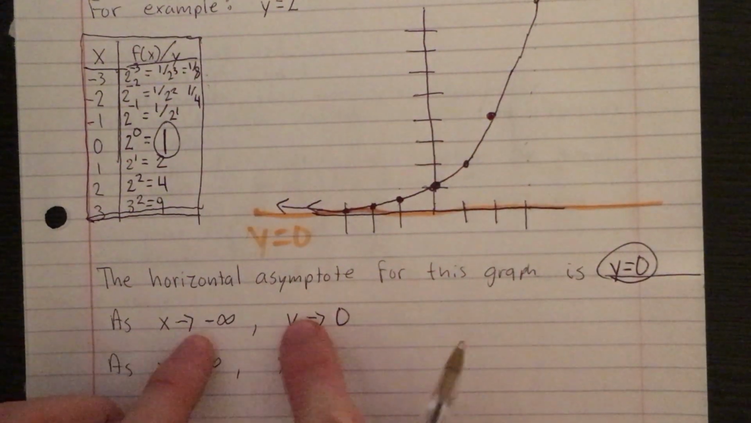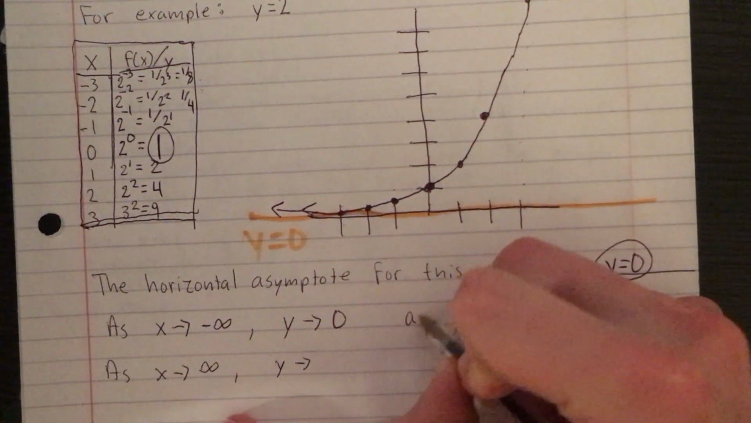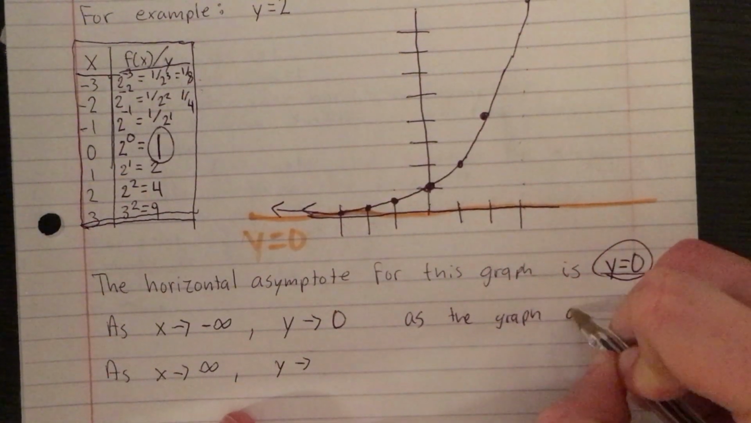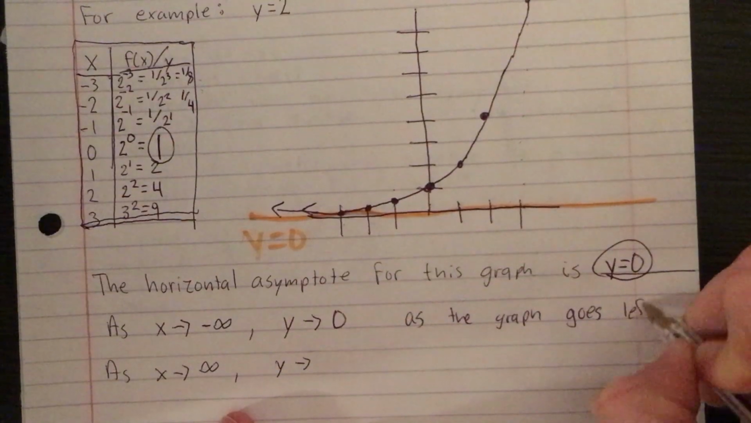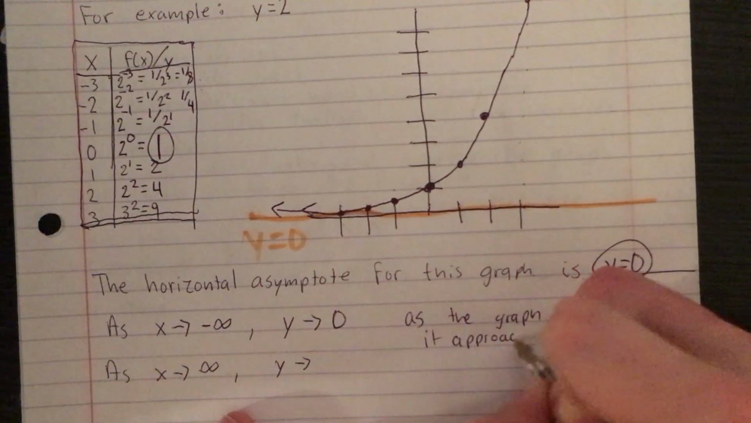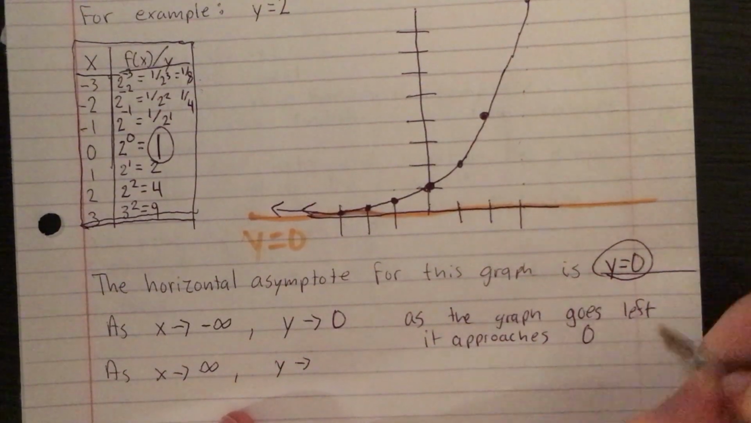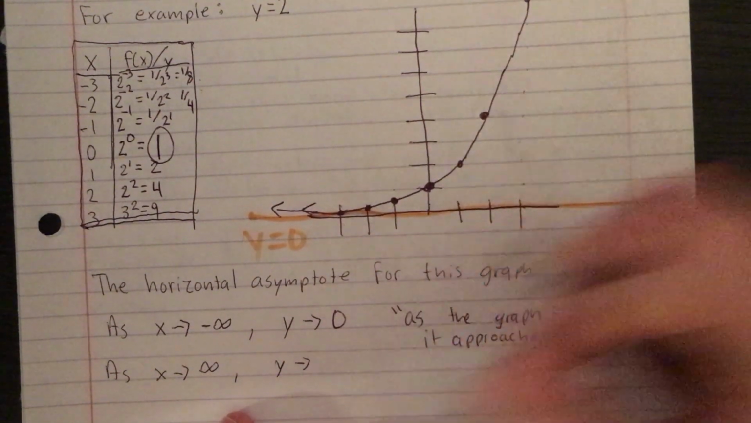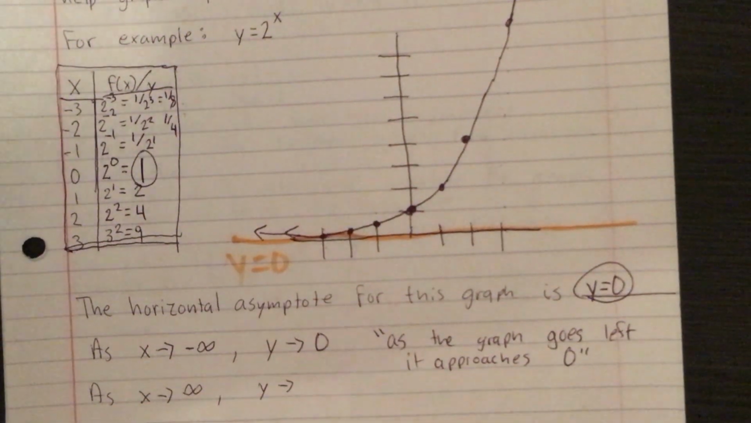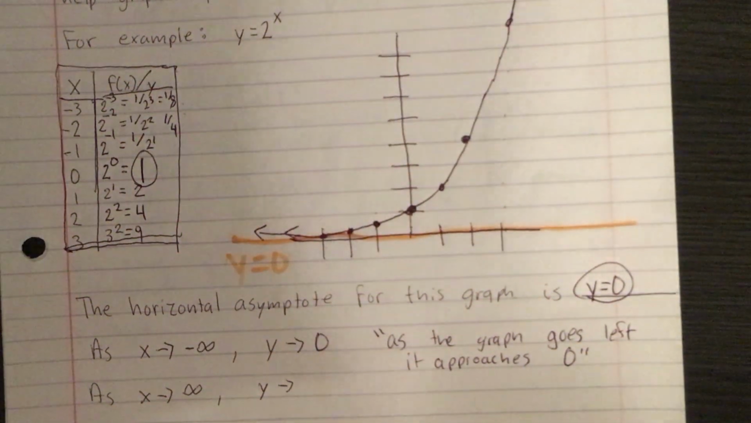So this is just math talk for as the graph goes left, it approaches 0. That's how you would say that. That's just a more concise notation. Don't have to use all them words.